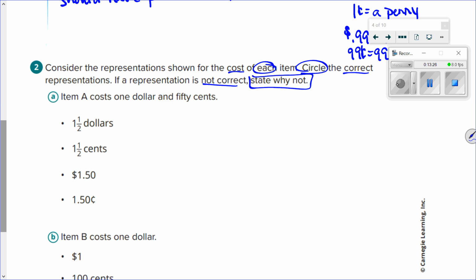So item A costs $1.50. Is that $1 1/2? Yes. Is that 1 1/2 cent? No. What's wrong there? So it's basically saying 1 penny and half of a penny. Okay. Because it's cents. So they used the wrong units.